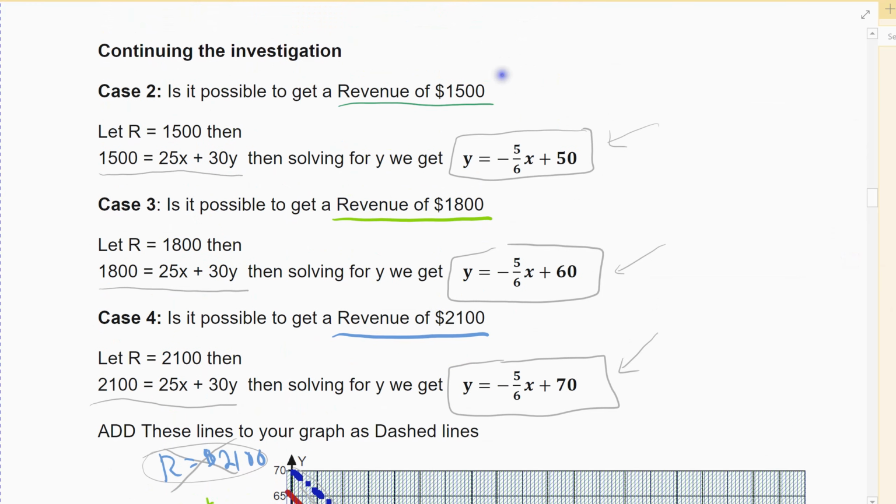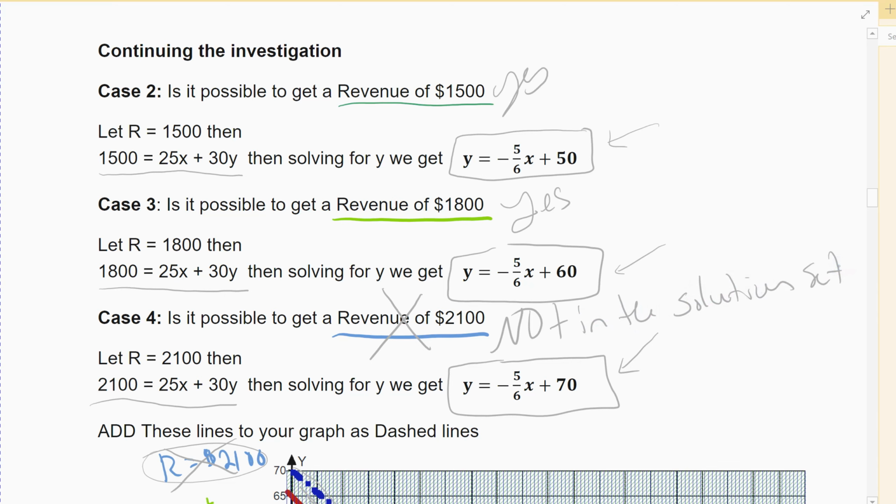And so, yes, we can get a revenue of 1,500. Yes, I can get a revenue of 1,800, not very many of them, but I can. No, I cannot get a revenue of 2,100. It's not in my solution set, not in my feasible region.